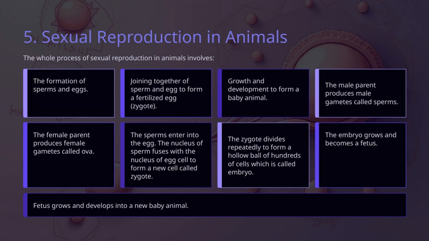This zygote then begins to grow and develop into a new baby animal. Initially, the zygote divides multiple times, creating a hollow ball of cells called an embryo. As development continues, the embryo grows into a fetus, gradually maturing into a baby animal. Throughout this process, growth and development are key. They progress from a single cell to a fully formed, independent creature. This entire cycle highlights the intricate and fascinating way animals reproduce sexually, ensuring diversity and continuation of the species.